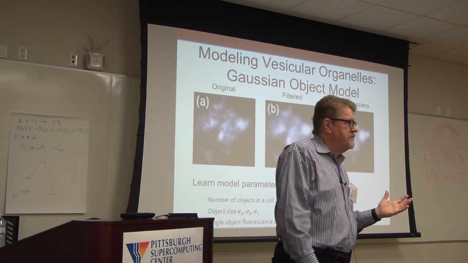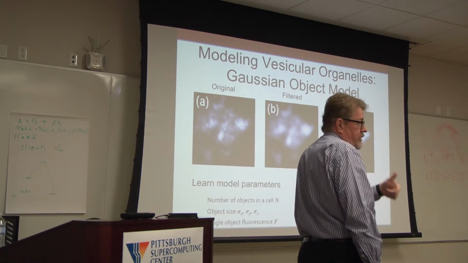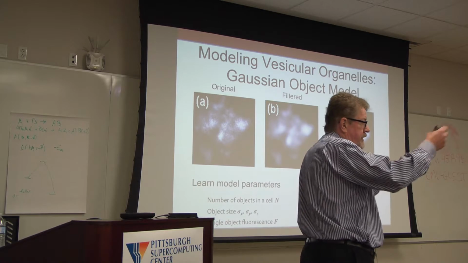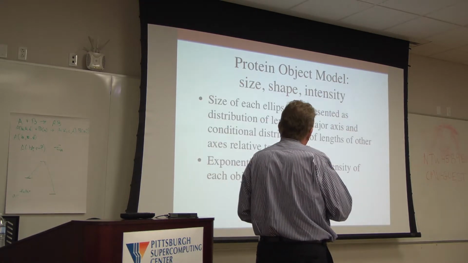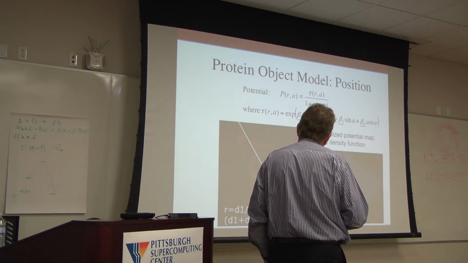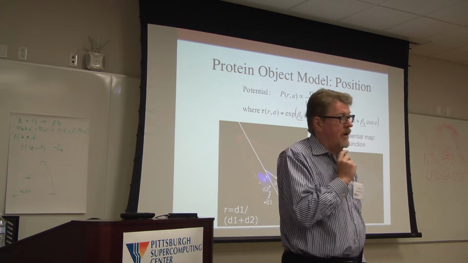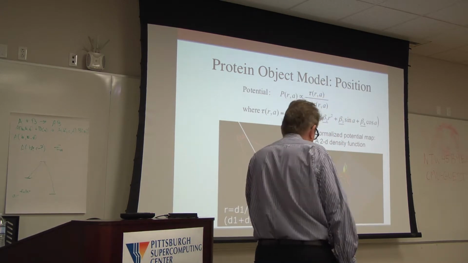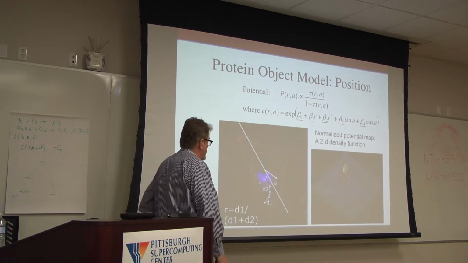Does that make sense? Now I have the number of lysosomes, the sizes, and the axial ratios, and so on. And I can learn a parametric model from those. All right? Size, shape, intensity, and so on. And that gave me the objects themselves, the lysosomes themselves, their sizes and shapes. I need to now figure out where to put them in the cell. I said it was going to be conditional.